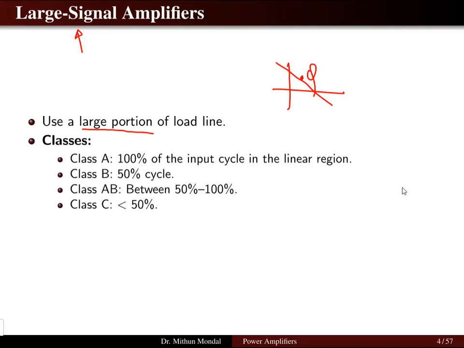But here, the major part is that we have to use a large portion of the load line, and hence there are different classes of power amplifier: class A, class B, class AB, and class C. These differences in the power amplifiers are because of the use of the input cycle in the linear region. If you use 100%, it falls under the class A amplifier, whereas if you use only 50%, it is class B. An amplifier using 50 to 100% of the input cycle is class AB, and if it is less than 50%, that is class C. We will discuss these amplifiers in great detail.